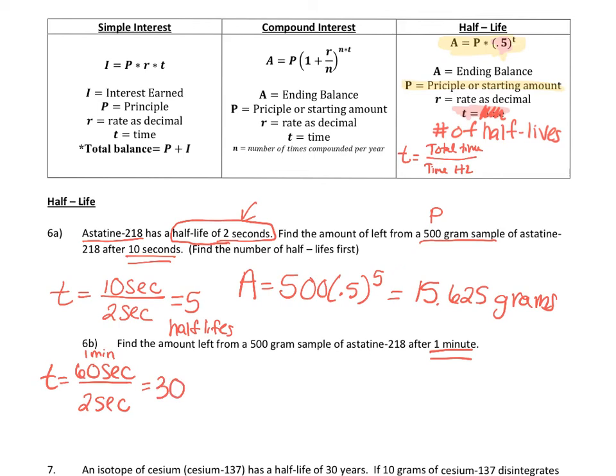So now I'm going to substitute this into the formula. So A equals 500 times 0.5, but now instead to the 5th power, I'm going to do the 30th power. We actually get a really small number in the calculator. We get 4.66, and they're using like E negative 7. That means 4.66 times 10 to the negative 7. So that's a really small number.